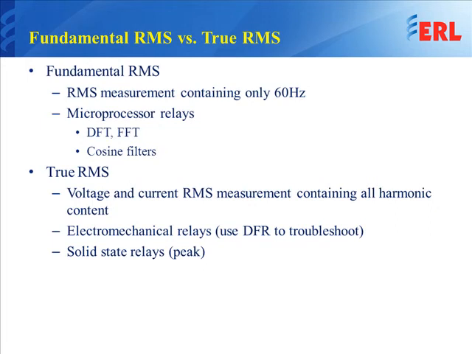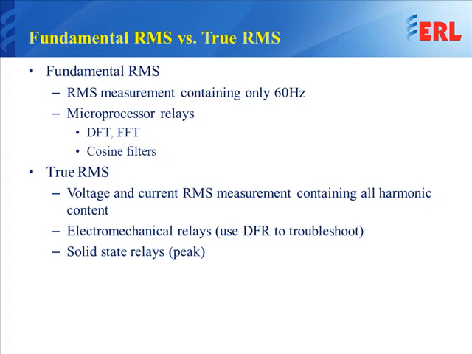When we talk about the fundamental RMS versus true RMS, we talk about two different things. The fundamental RMS is the waveform containing only the 60 Hz. Now microprocessor relays operate in this manner. The reason they operate in this manner is because all the other frequencies have been extracted by using a discrete Fourier transform or a fast Fourier transform, and other manufacturers use cosine filters.